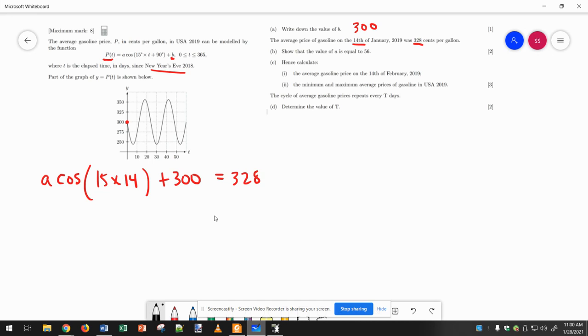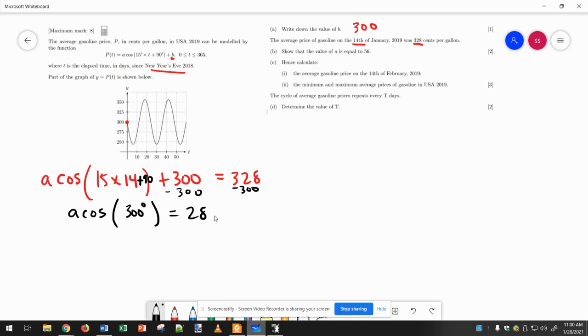One thing we cannot do is just plug in 56 here and then magically show on the calculator that it works. We cannot do that. We have to solve algebraically. So subtract 300 on both sides. Oops, I forgot the plus 90 inside my parentheses here. Okay, and that comes out to be, 15 times 14 plus 90 is 300 degrees. So then I'm going to subtract the 300 over here and get 28.